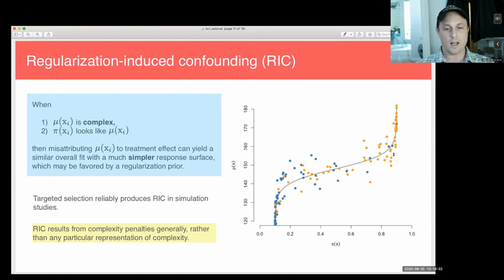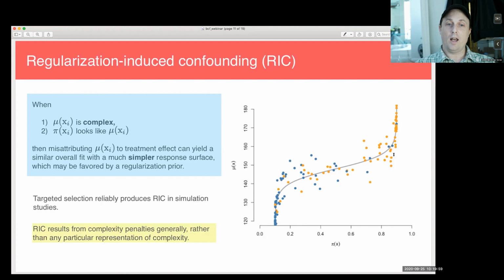And I'm going to stress, just like I did another point, that this is not specific to the tree models that we use. It would apply to any notion of complexity penalties, all right? And the problem is that if mu is complex relative to that penalty, and the response surface you can get by attributing it to z, misattributing it, this is what's happening.